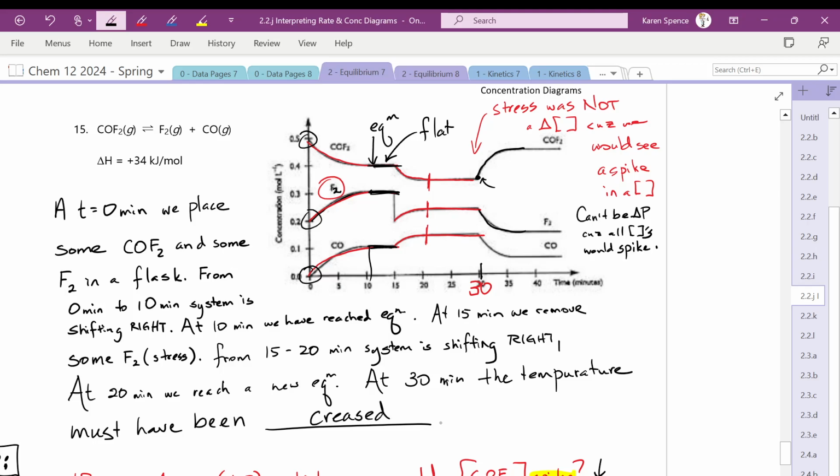So you guys are going to take a look at that. I've given you a delta H. You're going to figure out, did we increase or decrease the temperature? It is very important that you talk through this with your partner. Extremely important.